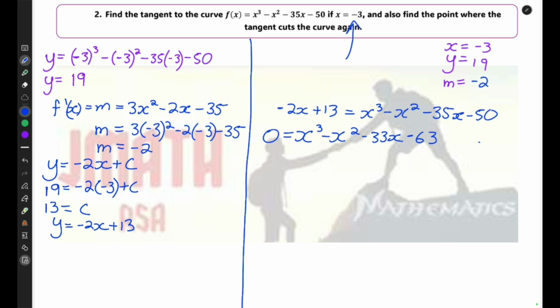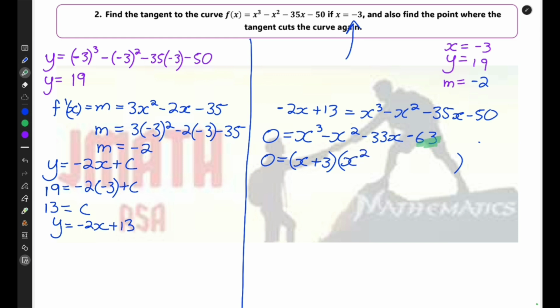Now, I know it touches at x equals minus 3. So then I can say, therefore, I know that x plus 3 is a factor. I now need to figure out what the others are. Remember this method, I can check what is x cubed divided by x? That I put in the first part of this bracket. So that must then be x squared.